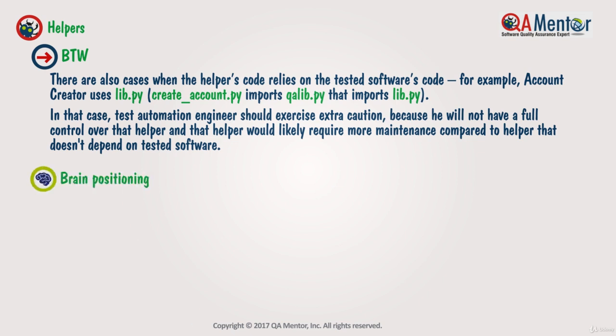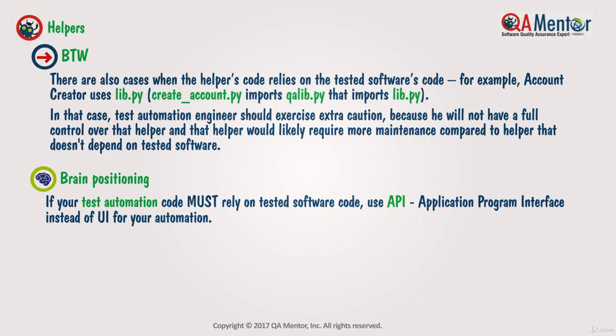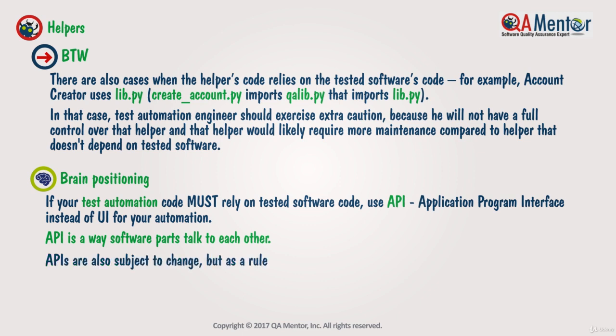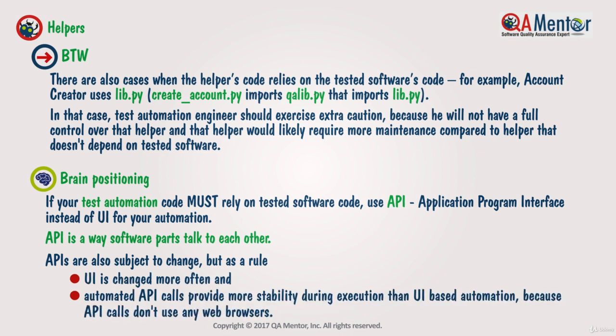Brain positioning. If your test automation code must rely on tested software code, use API, Application Program Interface, instead of UI for your automation. API is a way software parts talk to each other. APIs are also subject to change, but as a rule, UI is changed more often, and automated API calls provide more stability during execution than UI-based automation because API calls don't use any web browsers.